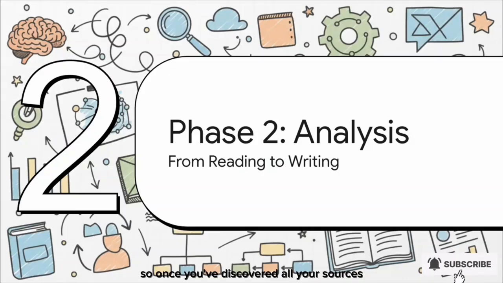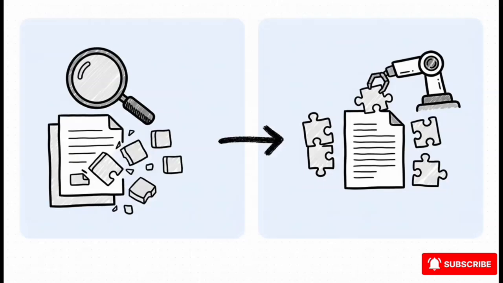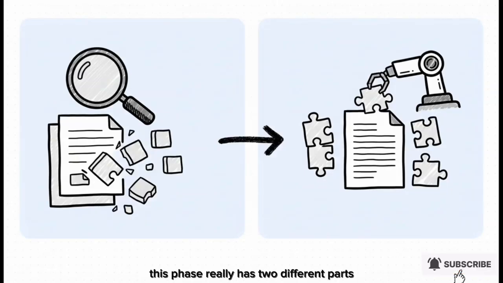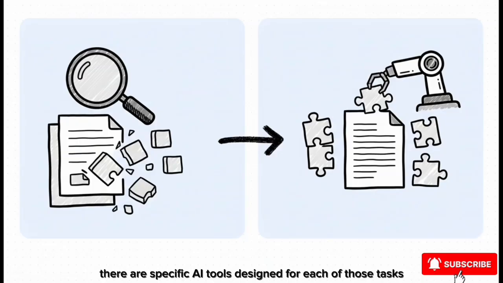So once you've discovered all your sources, you move into Phase 2, Analysis. And this is where the next big challenge really begins, actually digesting all that information and starting to synthesize your own ideas. This phase really has two different parts. First, you're breaking down the content you've found, and then you're building up your own content from it. And luckily for us, there are specific AI tools designed for each of those tasks.